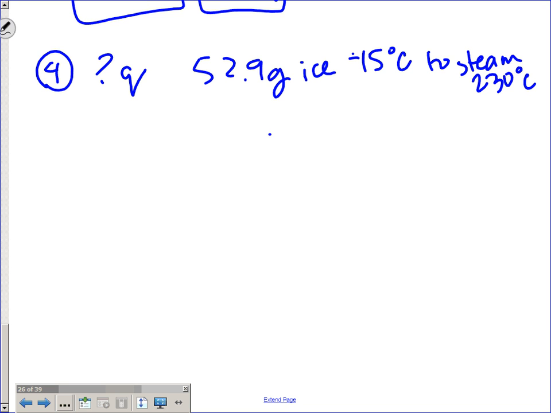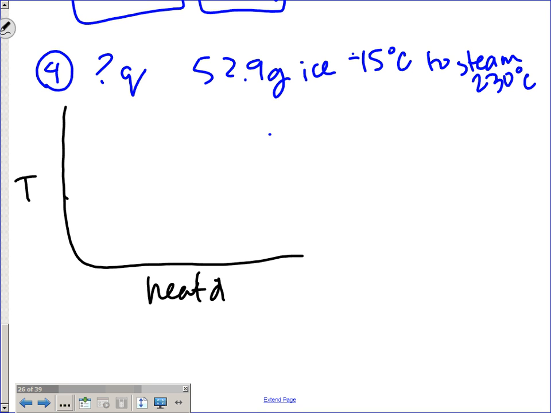So we did one similar to this, but a pretty short one at that. So go ahead and draw yourself a heat curve. This is the pinnacle of thermochemistry, okay? This is a pretty inclusive question. So we have temperature change on one side, heat added, or time on the x-axis. And we're starting where? What temperature? Negative 15. We're at negative 15 degrees Celsius.